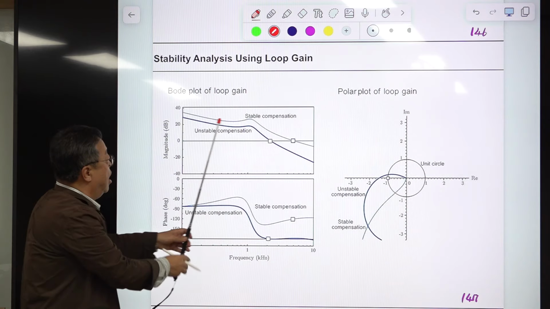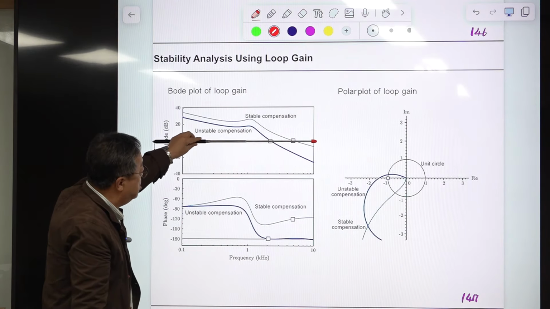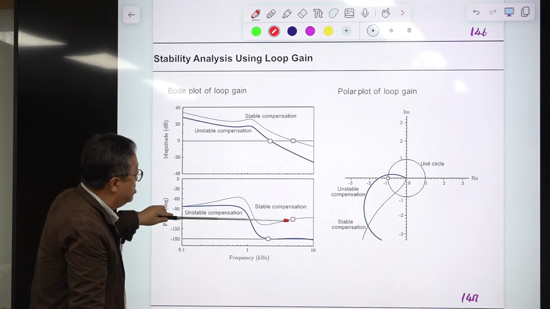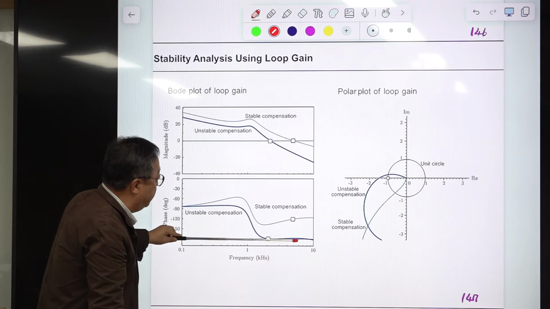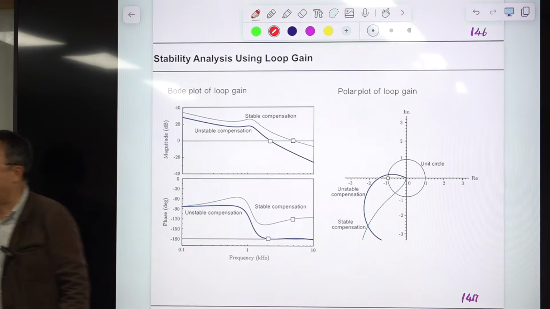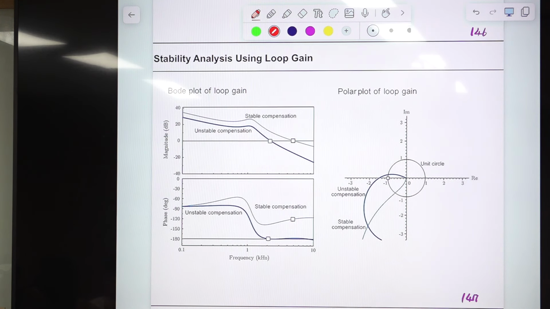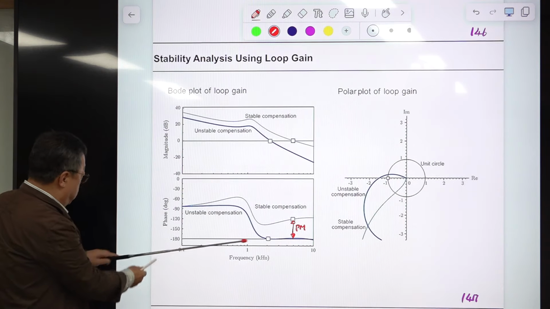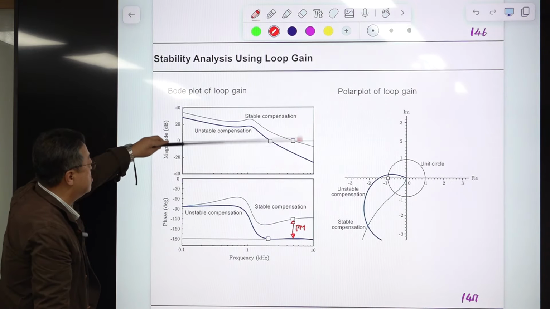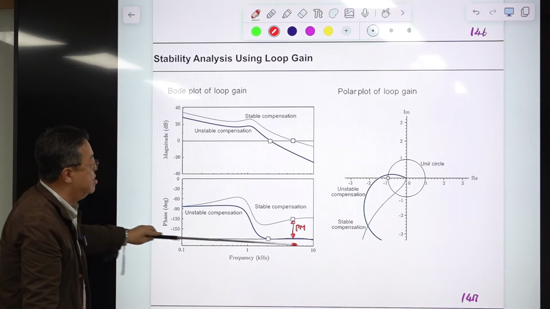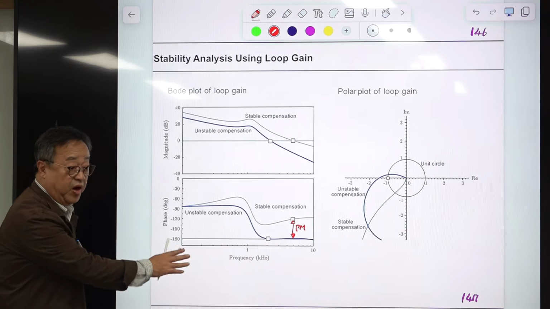Take a look at this. At this frequency, this is the 0 dB frequency, and this is the phase here. So what is the difference between the phase at this frequency and minus 180 degrees? That is the phase margin. So this has a large phase margin of this much. I don't know this value, but this phase margin is more than enough. How about the gain margin? I don't know this part. Even if gain increases so much, the phase is still somewhere, so it is very difficult to define the gain margin.